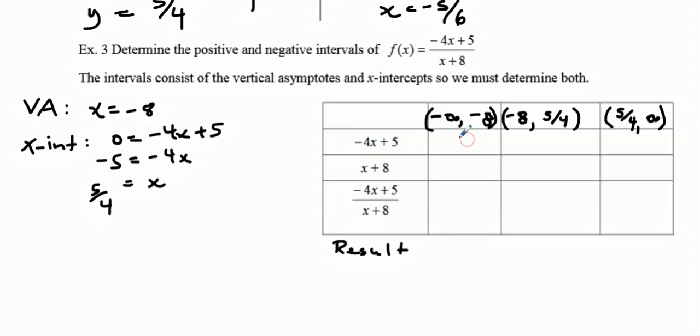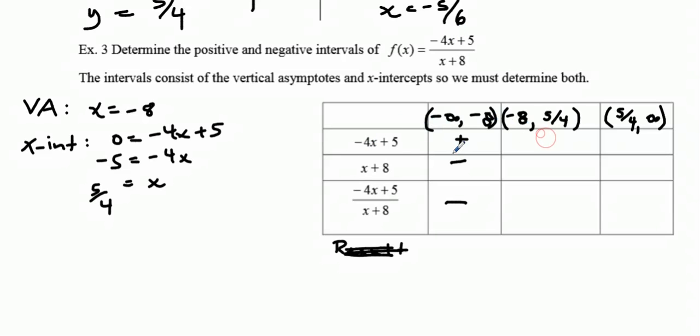Negative infinity to negative 8, so if we put in negative 100, this would be positive. Negative 100 here is going to be negative. And when I divide a positive by a negative, I get a negative. So the result of this is negative. I don't really need this. So we know that this interval is negative.